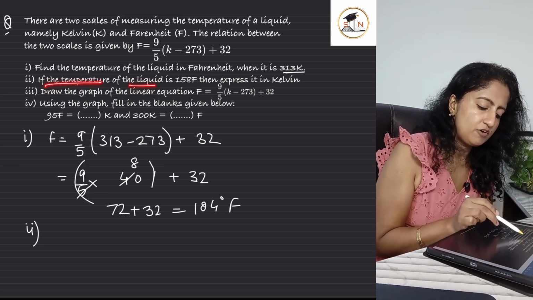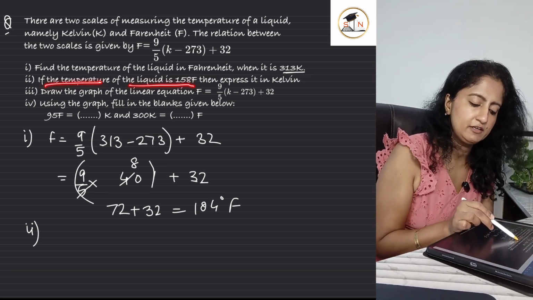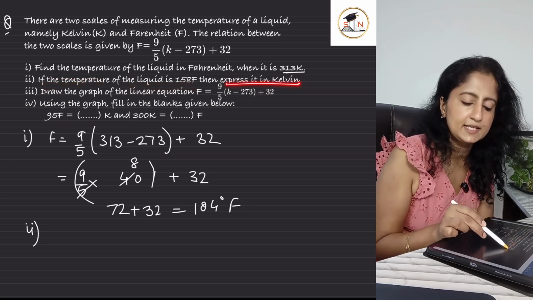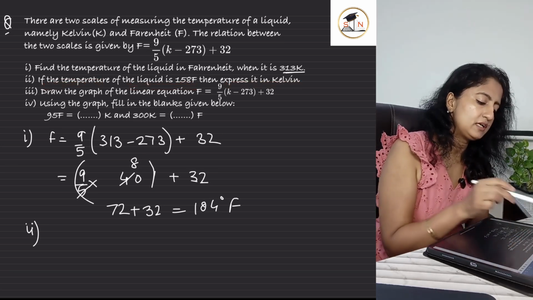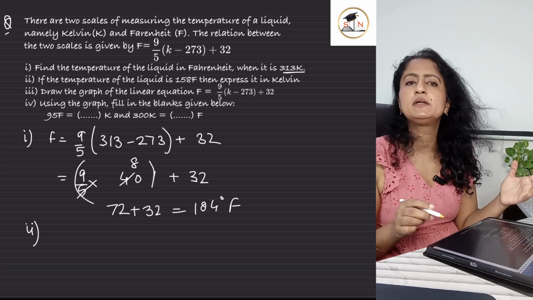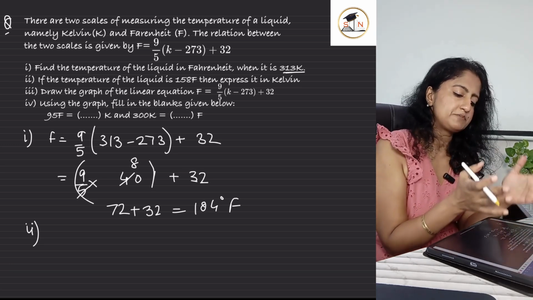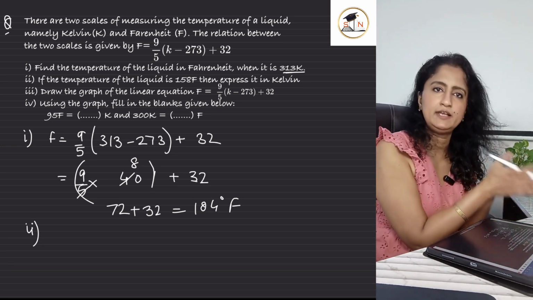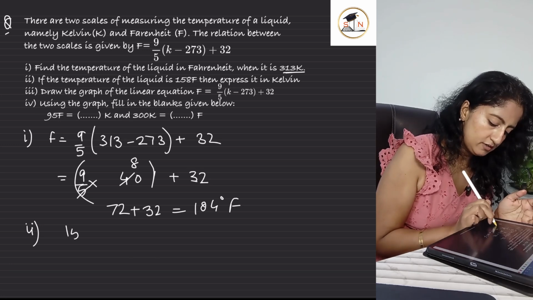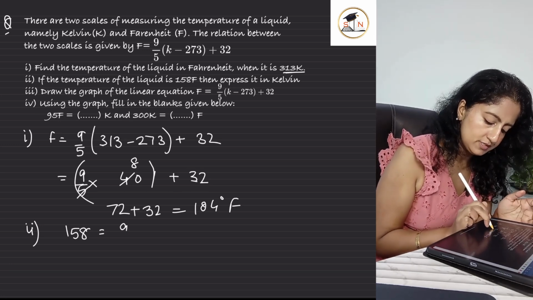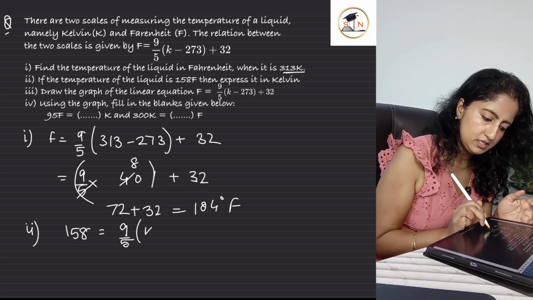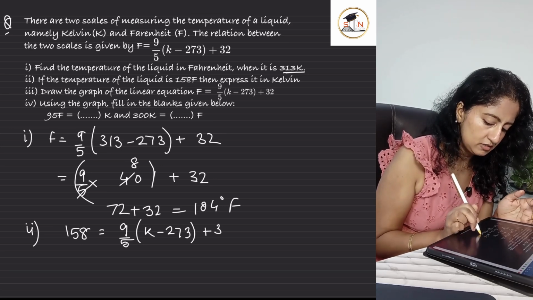If the temperature of the liquid is 158 Fahrenheit, then express it in Kelvin. Now what is given here? We have the temperature given in Fahrenheit. So we are going to substitute this 158 value on the left side. Okay. So we get 158 equals 9 by 5 (K minus 273) plus 32.